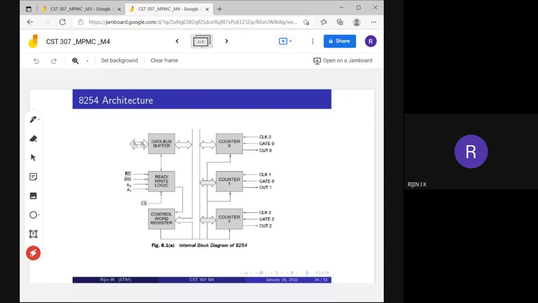So this is the internal architecture of our 8254 IC.